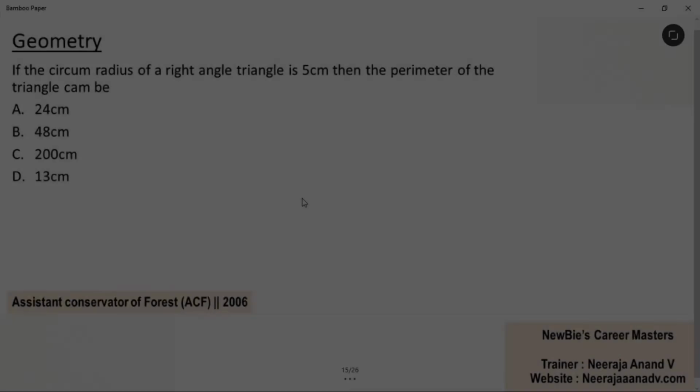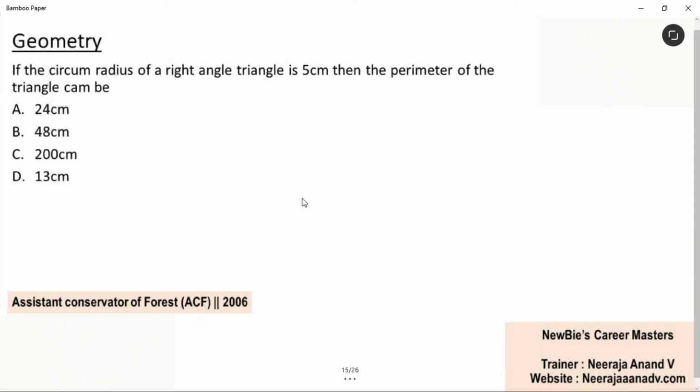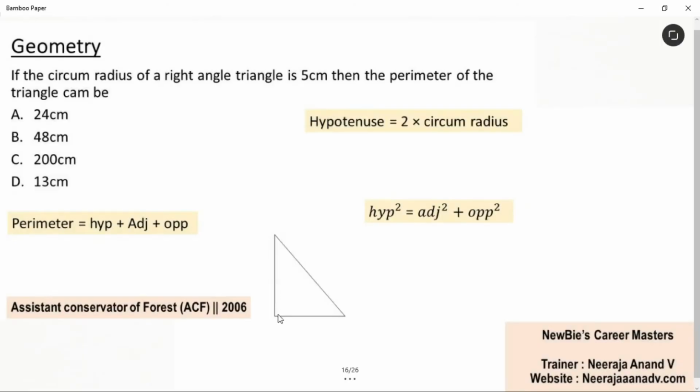Easy question, no. If the circumradius of a right angle triangle is 5 cm, then the perimeter of the triangle can be. This is the question now. Newbies, understand this question properly. Circumradius means this one. See, the hypotenuse is always twice the circumradius. So let's get the hypotenuse now. Hypotenuse will become 10 centimeter.